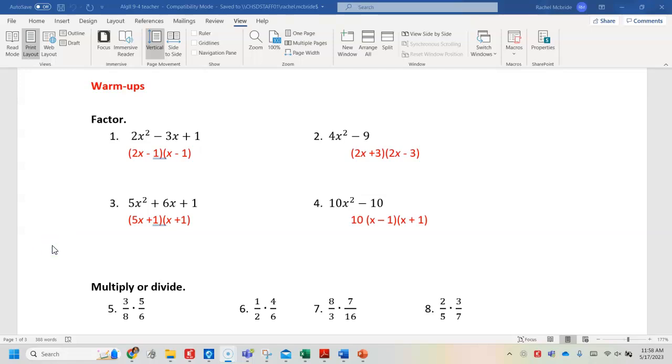Alright, so looking at that warm-up, on the top ones you're factoring, so they are all quadratics. So you would look at that last and the first and you'd say, okay, are there factors of 2 that get me to the middle? If that is true, then that means that it is factorable.